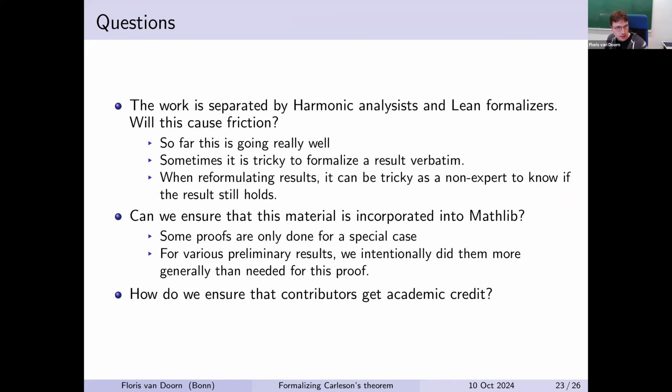This also raised some tricky questions on how to do this. One question I had at the start was: will it cause friction that there are harmonic analysts that don't know Lean and Lean users that don't know harmonic analysis? Will this go well, or will there just be a communication mismatch? But actually so far it's going great.